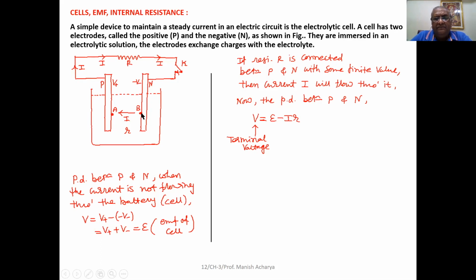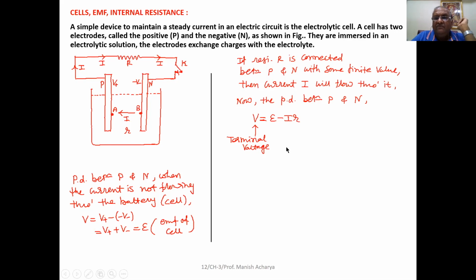And here, the motion of the ions from one electrode to another electrode is opposed due to the internal resistance of the cell. Suppose here the internal resistance of the cell is r. So some energy loss will take place. Now, when the current is flowing through the cell, at that time, if we take the potential difference between these two electrodes, then that will be less than the EMF of the cell.